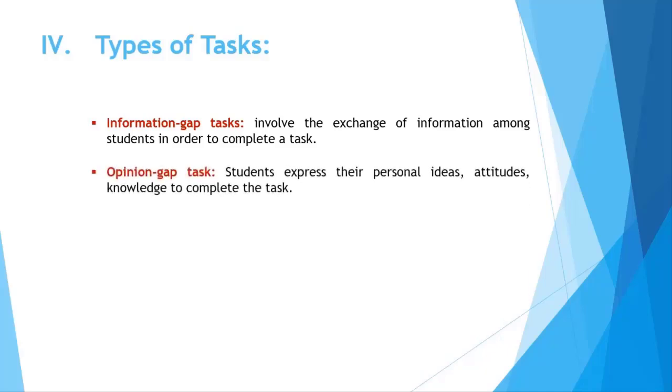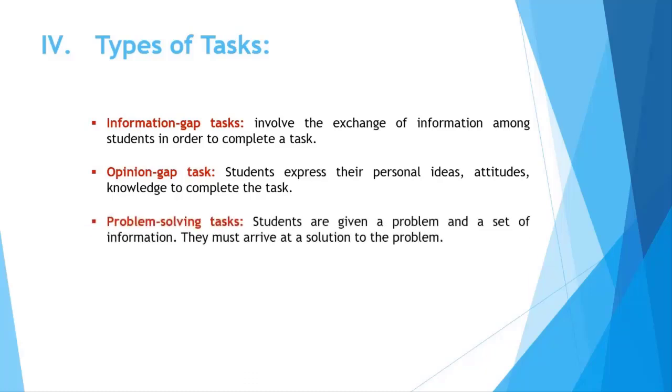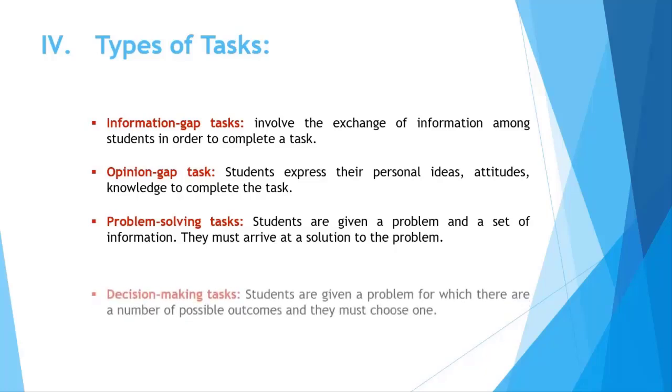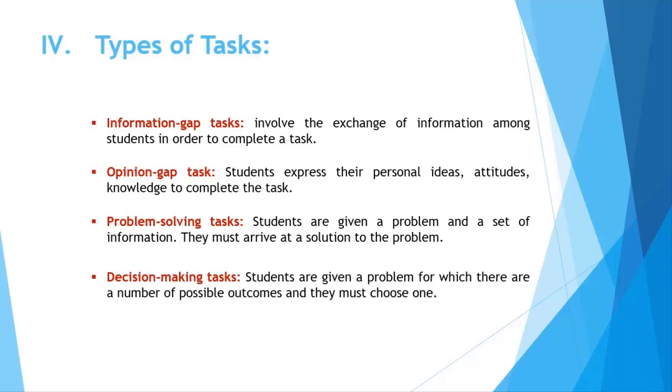Second, opinion gap tasks. Students express their personal attitudes, ideas, and knowledge to complete the task. Then problem-solving tasks. In this kind of task, students are given a problem and they try to find solutions. And the fourth type of task, decision-making tasks. Students are given a problem that has a number of possible outcomes, then they must decide which one is correct. For example, multiple choice exercises or QSM exercises.